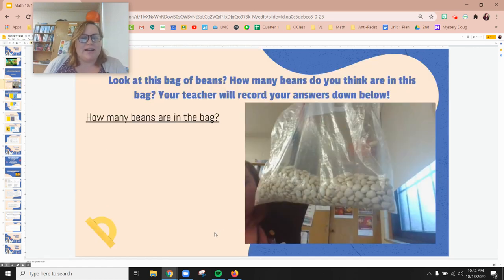So look at this bag of beans. Ooh, what is happening here? How many beans do you think are in your bag? How many beans right now? Take a second. Guess how many beans there are. Would 5 be a good guess? No way. It's going to be way more than that, right? There's a lot of beans in there. So think about right now, how many beans do you think are in that bag?